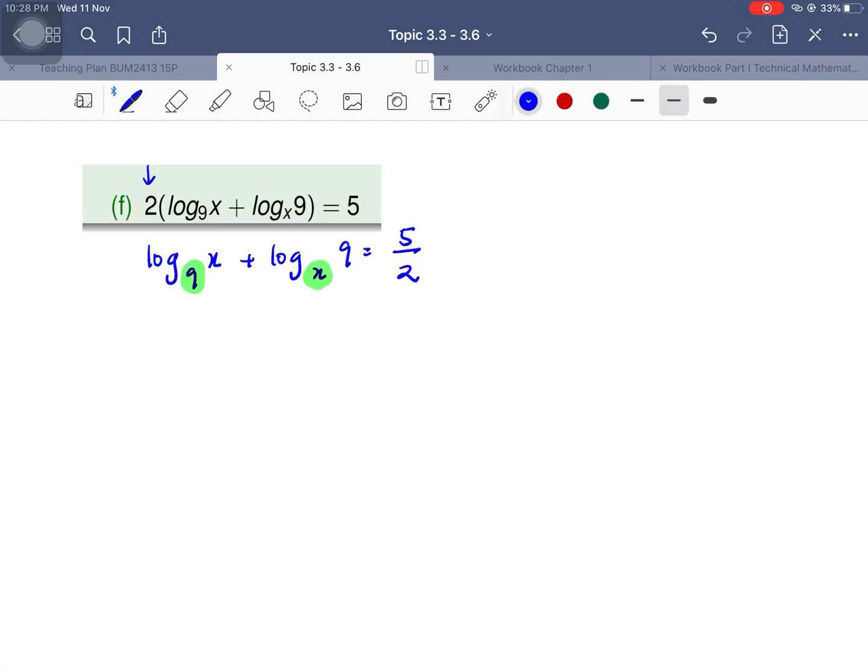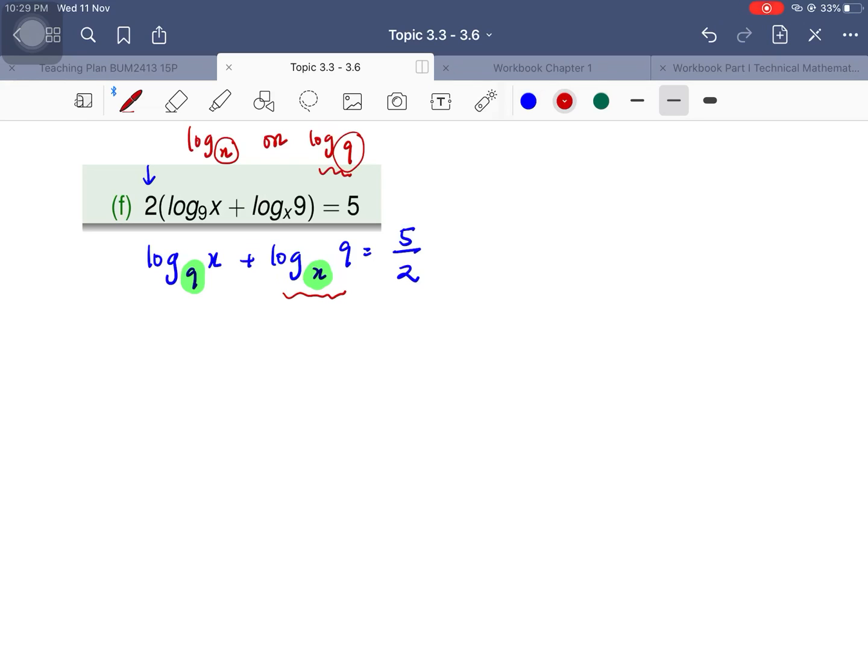My suggestion is that it actually doesn't matter. You can use base x, or you can also use base 9. However, from my experience, the calculation is easier if the variable doesn't become the base, so it's easier if you pick the number as the base instead of the variable. That's why for this example I'm going to change them into log of base 9. However, you can make it base x and you will get exactly the same answer.